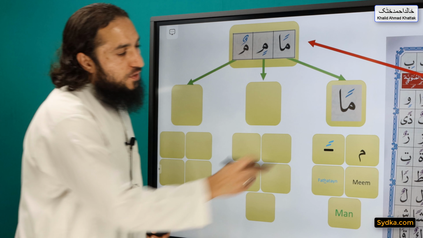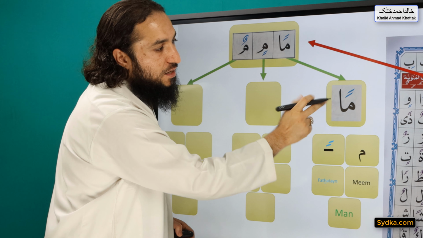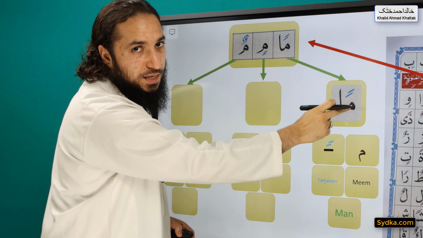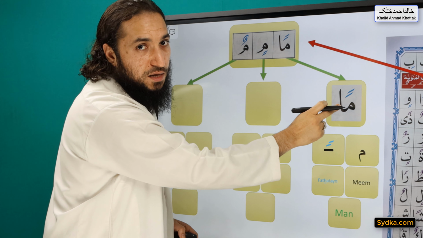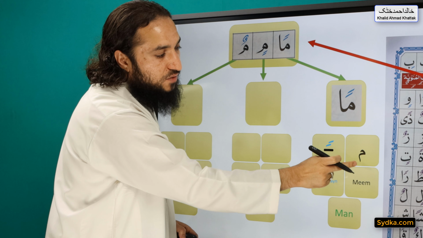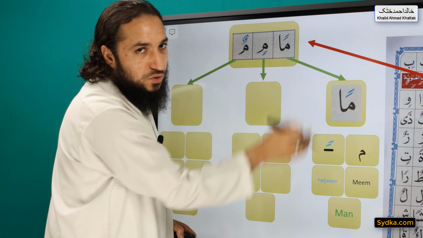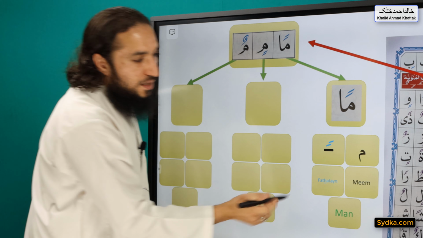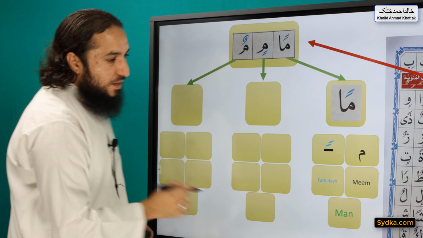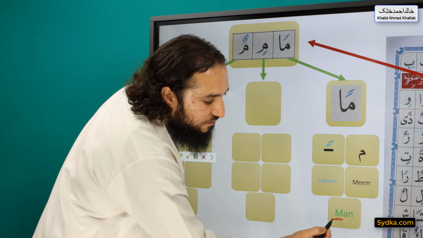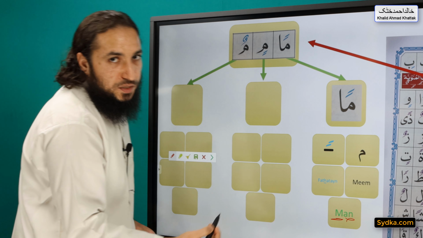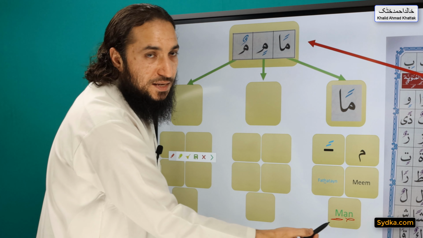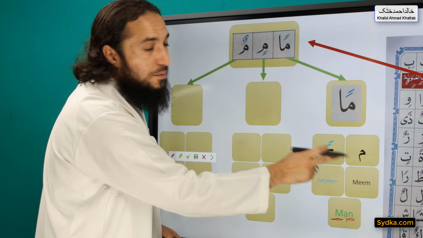The first one, if you see mim fathatain man, and the alif is ignored. Whenever there is fathatain on a letter, it has alif with it, but that's ignored, we don't say it. That's why I've done here, look, mim fathatain man. I haven't put alif here, so it was only mim fathatain man. The fathatain adds the sound n to the mim. Mim fathatain man, mim fathatain man.